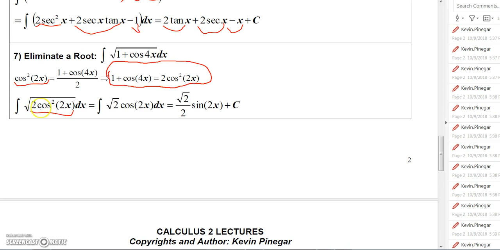So then when I take the square root of that, the 2 stays in the radical, and then I can take the cosine 2x out. Since that's squared, when I take it out, it won't be squared. So I have square root of 2 times the cosine of 2x dx.